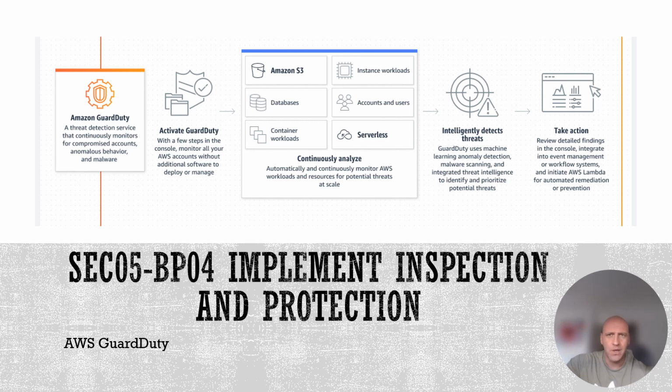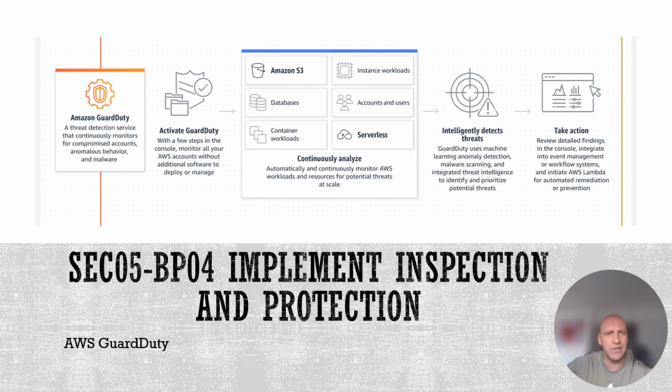So for example, GuardDuty can detect compromised EC2 instances and container workloads serving malware or mining Bitcoin. It also monitors AWS account access behavior for signs of compromise, such as unauthorized infrastructure deployments, like instances deployed in a region that hasn't been used before, or unusual API calls like a password policy change to reduce the password strength.